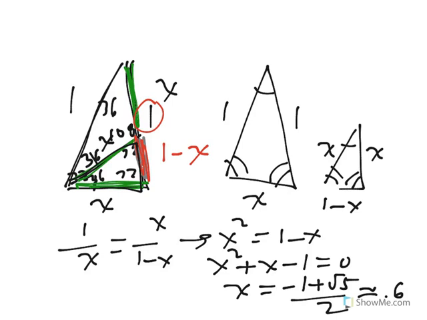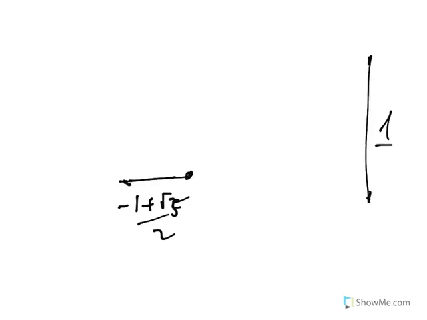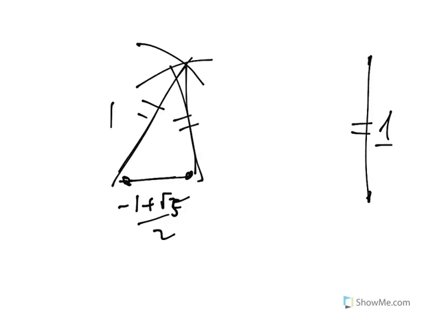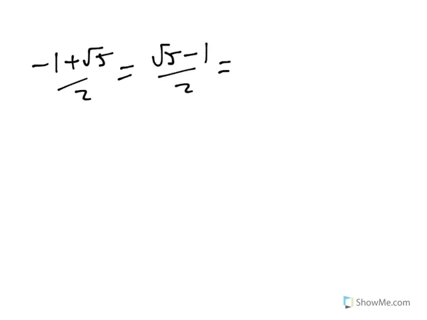So, if I can somehow make a line segment whose length is negative 1 plus square root of 5 over 2, if I have a unit length already, then I can make two circles that have this as their radiuses, and I would get my 36, 72, 72 triangle. There are various ways to make a line segment that's negative 1 plus square root of 5 over 2, which I'm going to write as square root of 5 minus 1 over 2, which I'm going to write as square root of 5 over 2 minus 1 half.